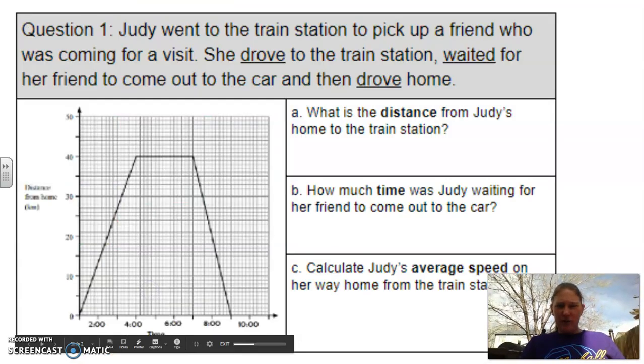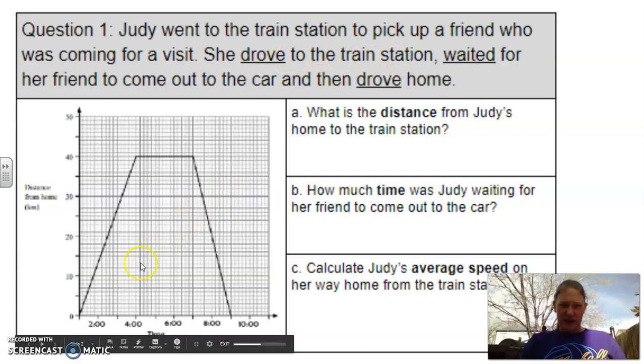The next part of the assignment was a question about Judy. She went to the train station to pick up a friend who was coming for a visit. And she drove to the train station. You can see that in the first segment of the graph. Here's her driving. She waited for her friend to come out to the car. That's this section right here. And she drove home. That's the third section of the graph right there.